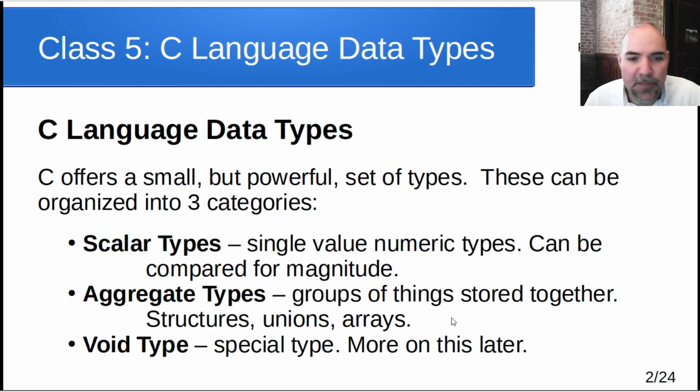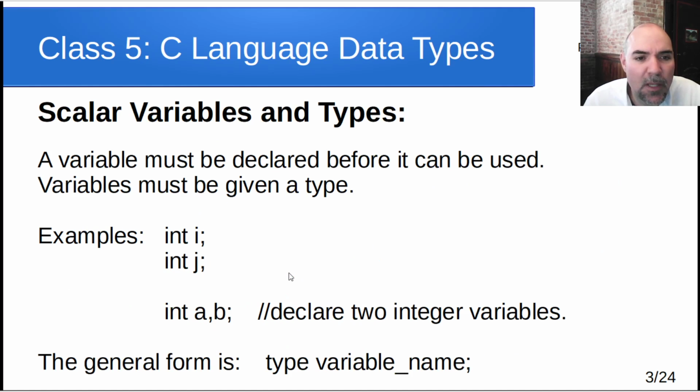The second classification is aggregate types, and that would be groups of things stored together, which could be structures, which we haven't talked about yet, but we will later, unions and arrays. We're going to not focus on those today. We'll come back to that later. There's some concepts we have to learn before we can understand aggregate types and use them. And then there's a special type in C called the void type. And we'll see that later on in the semester as well. So today what I want to focus on are these scalar types, the typical variable types that you'd be used to having.